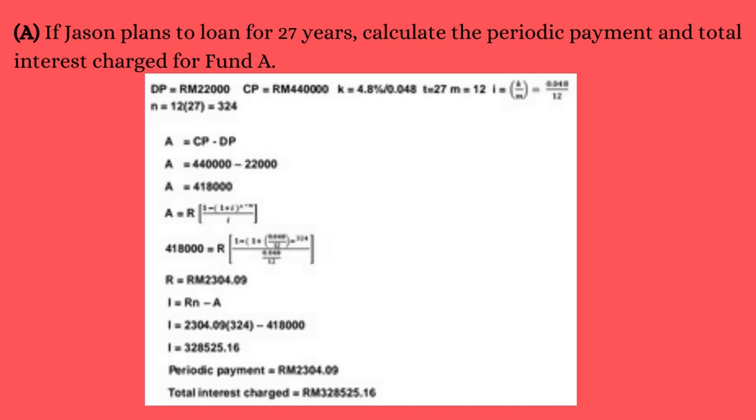For A, 418,000 equal to R bracket 1 minus bracket 1 plus bracket 0.048 over 12 close bracket power of negative 324 over 0.048 over 12 close the bracket. So you can calculate using a calculator, and the answer is R equal to 3,621.